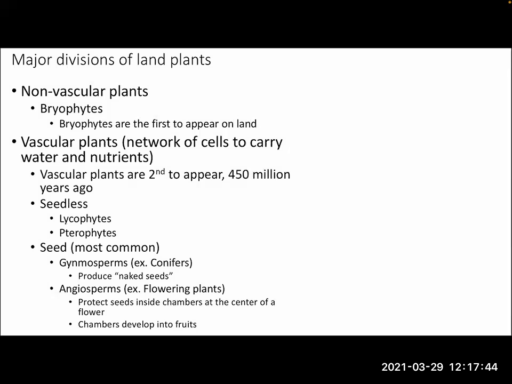All right. So this does it for the first portion of the module, where we went through and did an overview of plants, evolution of plants and their adaptations. Next, what we're going to look at are the major divisions of land plants. And we're going to pretty much break it up into non-vascular plants and vascular plants that have seeds.